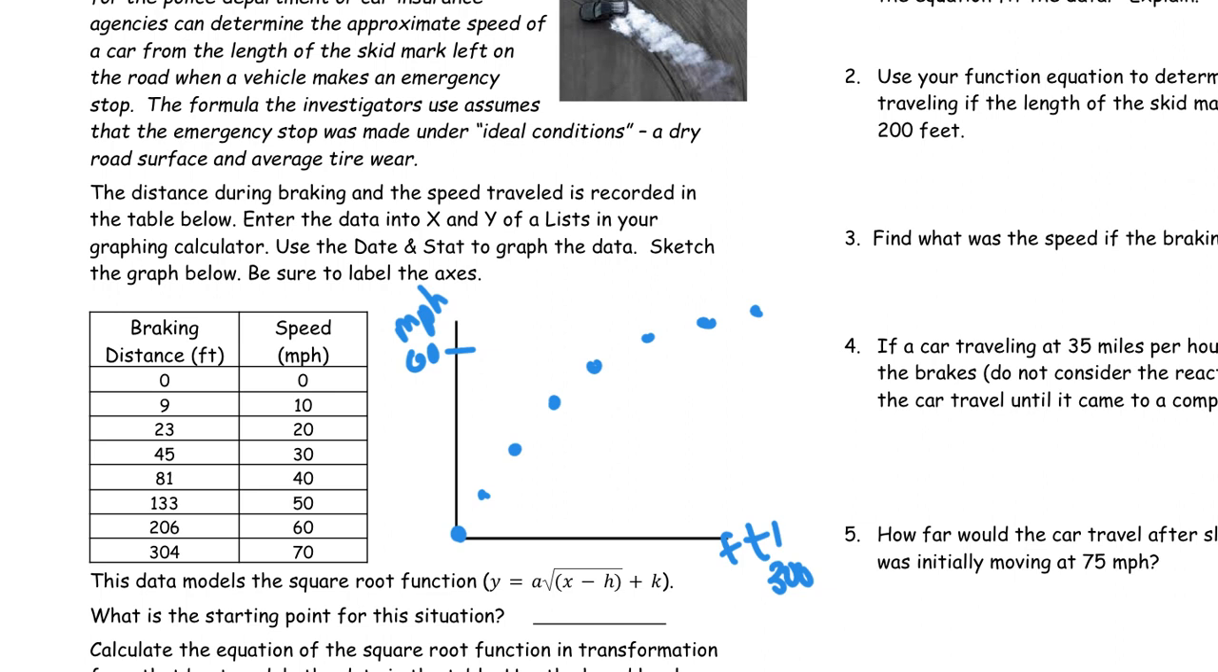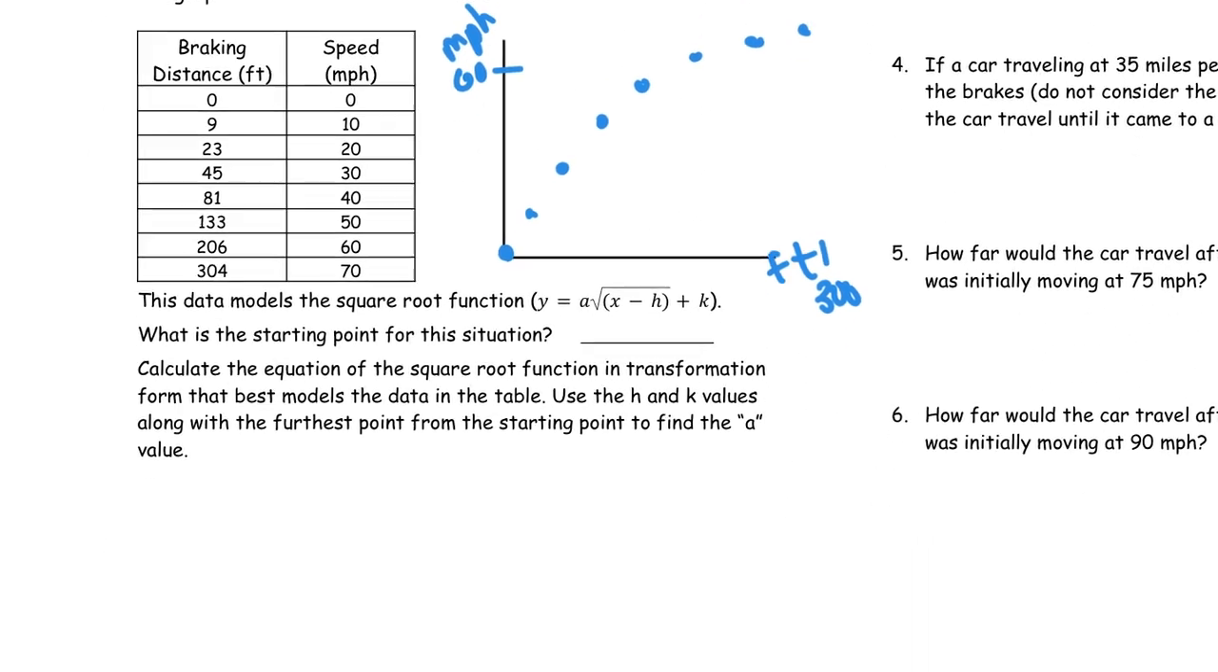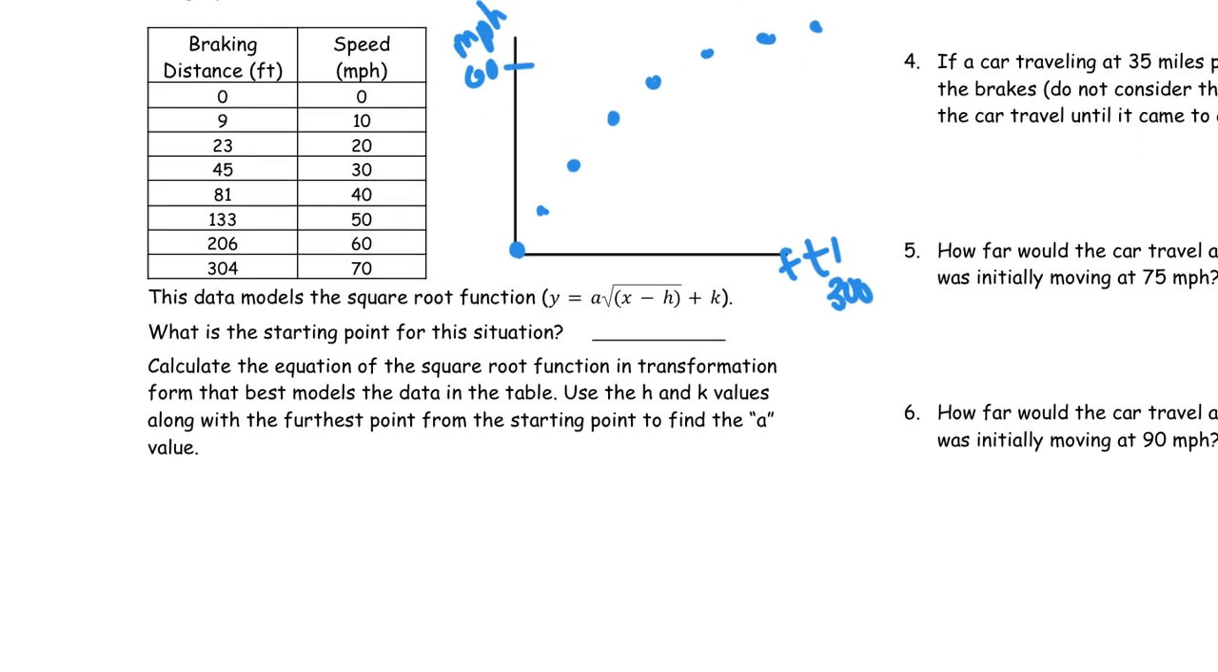Okay, so then the next thing they've got for us to do is, what's the starting point? It started at 0, 0. Now we're going to have to find our equation. We're going to find our equation by using that starting point and then the furthest point we had.